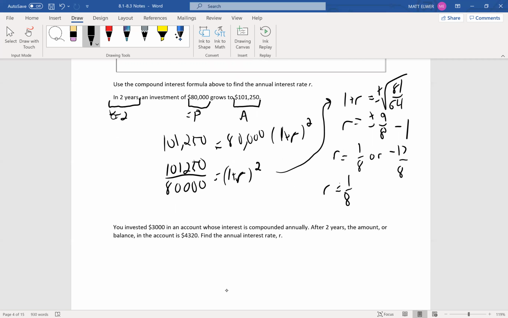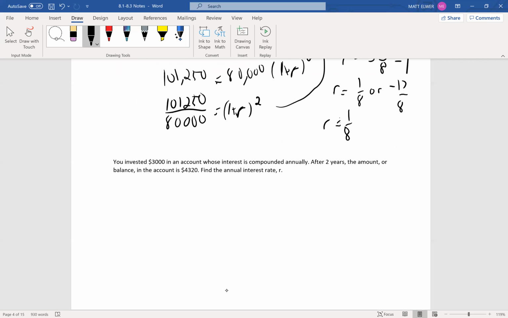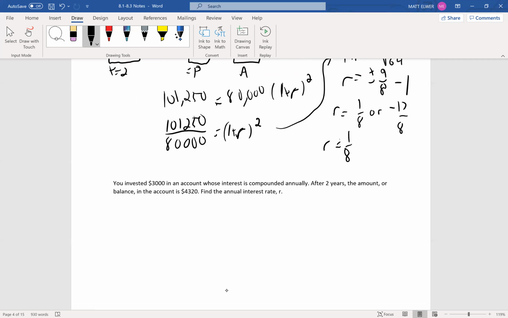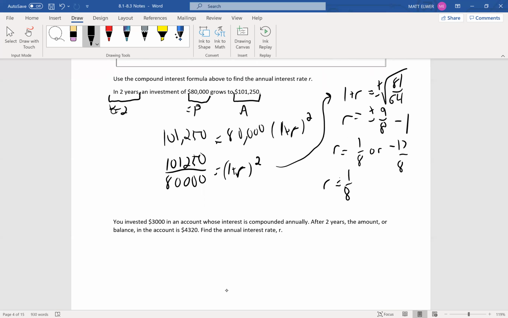Okay. All right, on the next one, this one says you invest $3,000 in an account whose interest rate is compounded annually. Then it says after 2 years, the balance in the account is $4,320. And then it says find the interest rate R. So notice here that we're doing the exact same thing as the last problem, we just have different numbers.